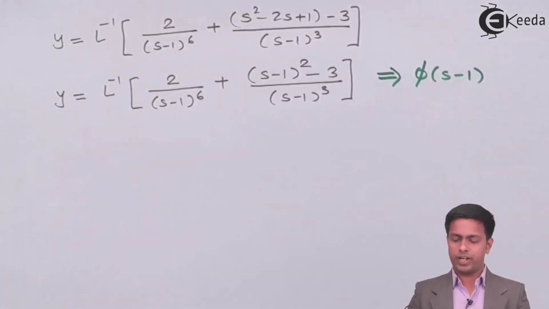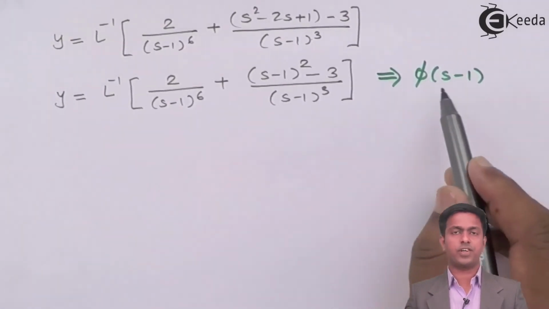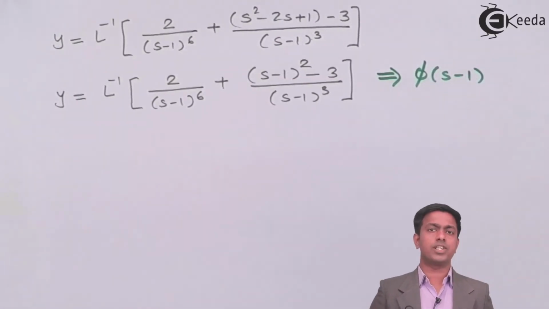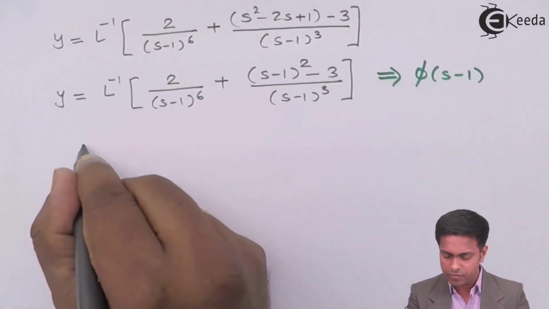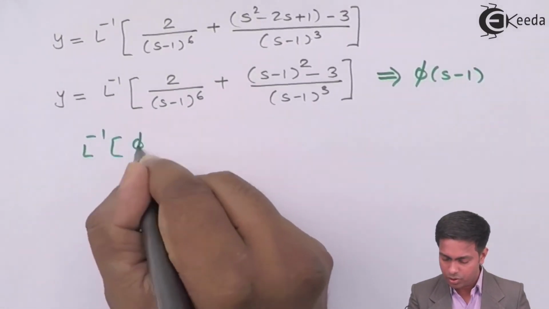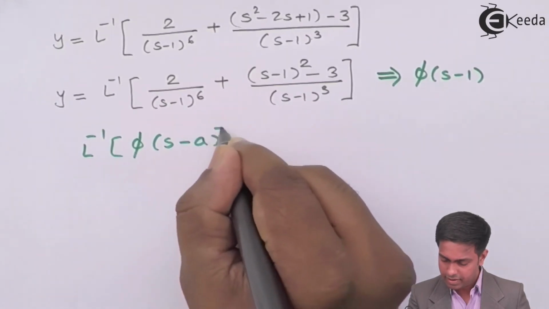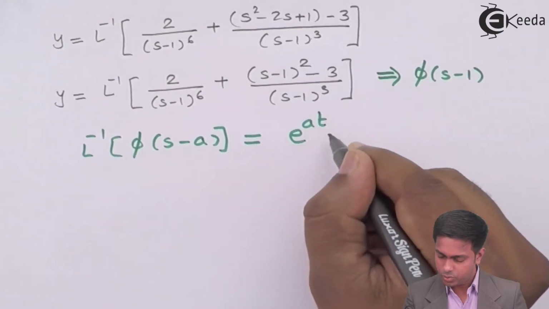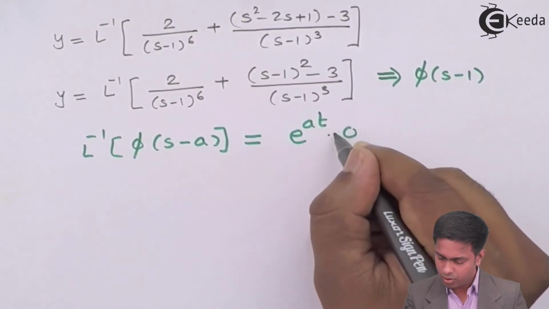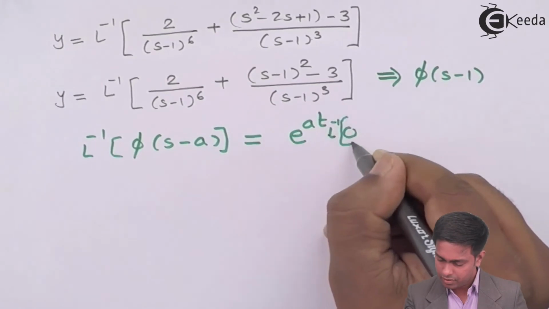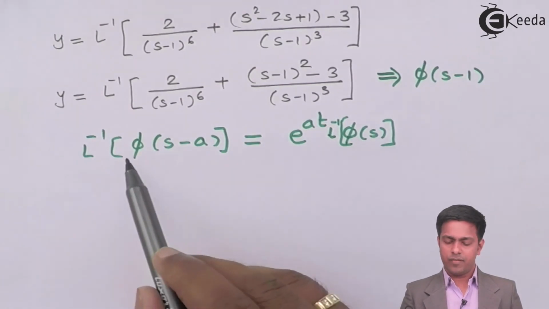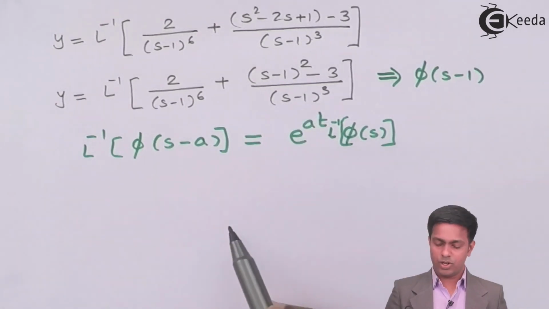And whenever we want to find out the inverse Laplace transform of this function of s minus a, then we find it out by using the shifting theorem. So I'll write down that shifting theorem for you. So L inverse of function of s minus a is given by e to the power at into L inverse of that function of s. So guys, here we have this function of s minus 1. So I'll use this property.